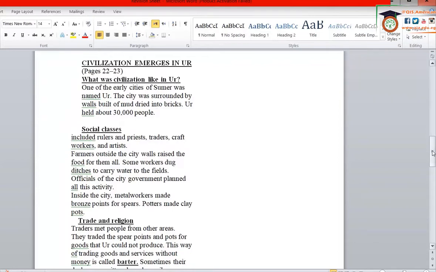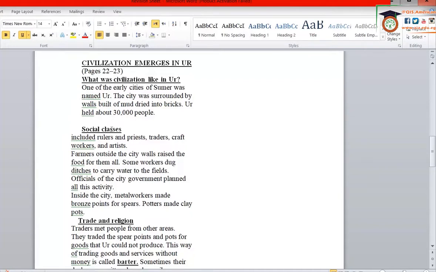So it's not like now. Now we have social classes: rich people, poor people, and middle class. The upper, lowest, and middle classes now are estimated by money. At that time, they did not have money, so they were estimated by work. What kind of work do you do?